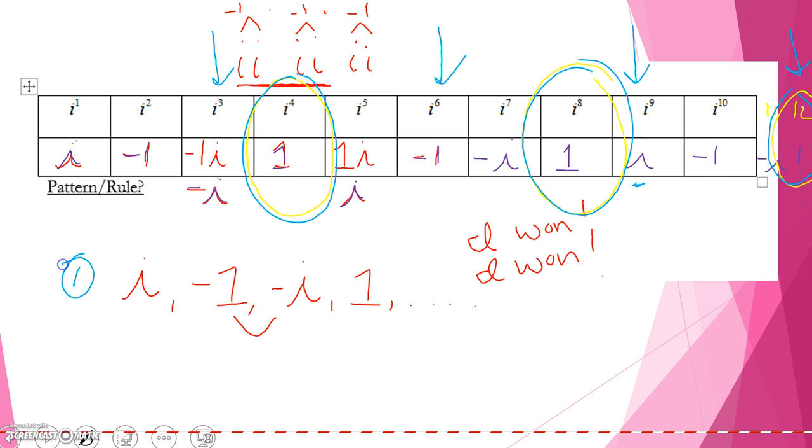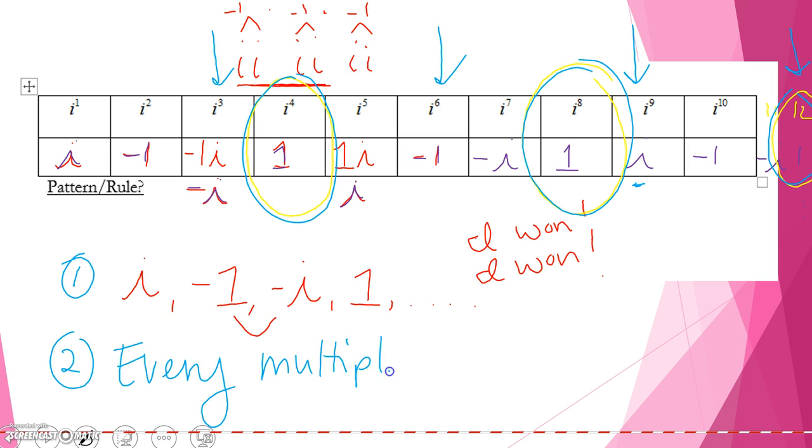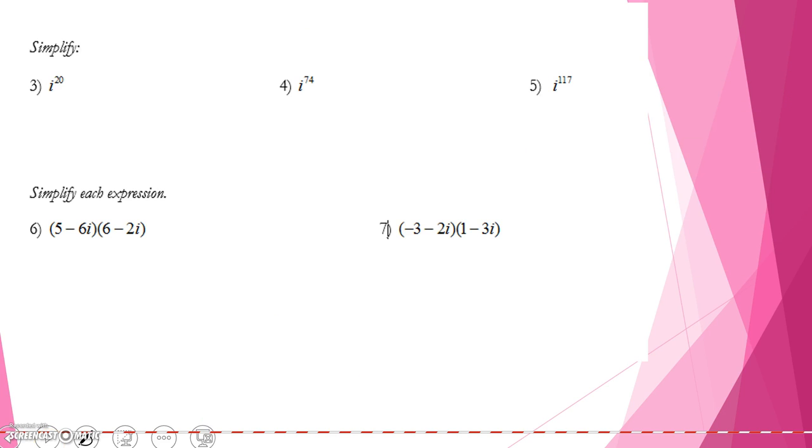So that is our second pattern. This is our first pattern. Our second one is that every multiple of 4 is 1. And this is going to come in handy with the next section. For the next one, we have i to the 20th. What you could do is continue writing that pattern: i, 1, middle term negative, i, 1, the middle term negative, until you get to 20.